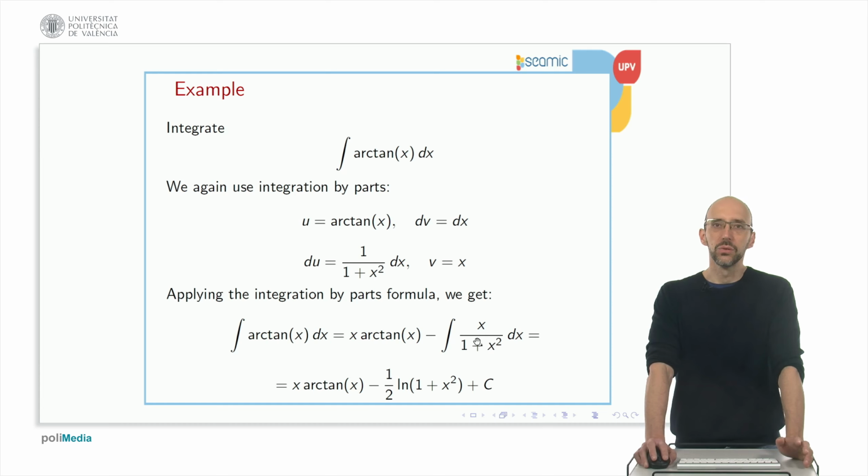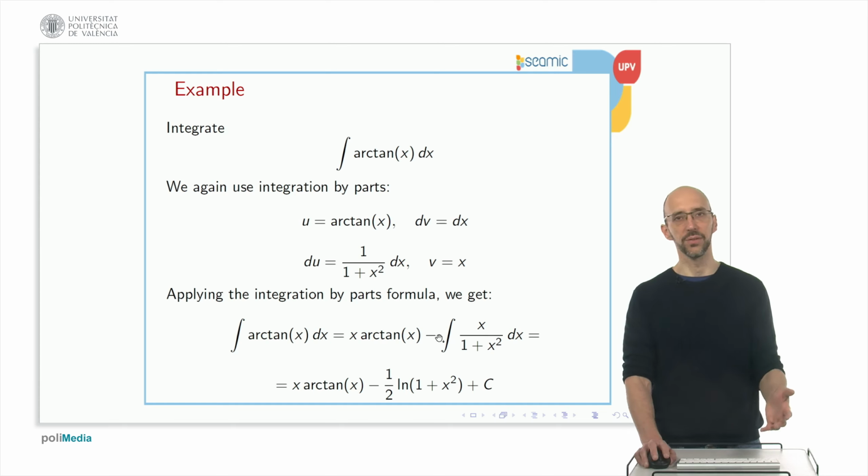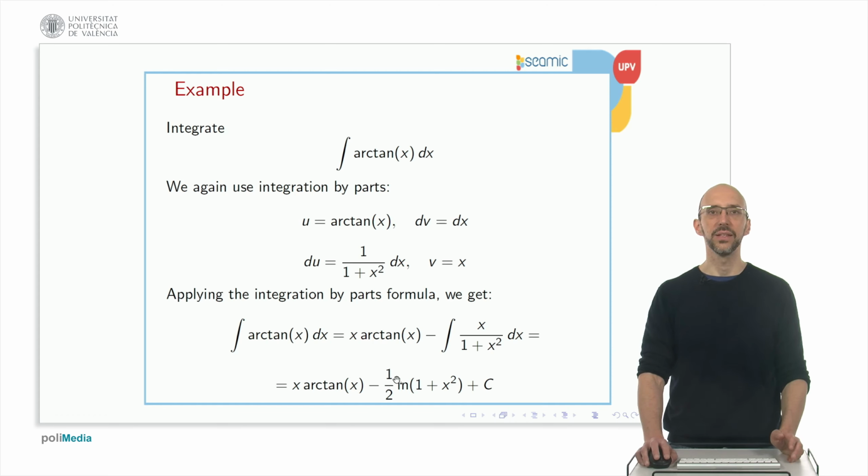I need a 2 to have the derivative of the denominator. But adding a 2 is very easy. If I add a 2 here, I need to put 1/2 in front of the integral. That is the reason that this 1/2 appears here. And what is the integral of 2x divided by 1 plus x squared? It is the natural logarithm of 1 plus x squared.